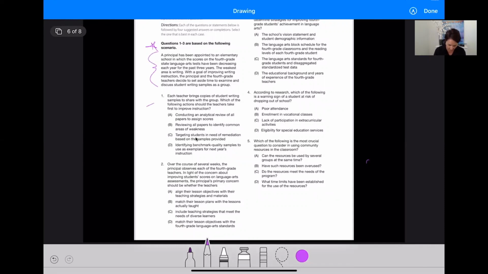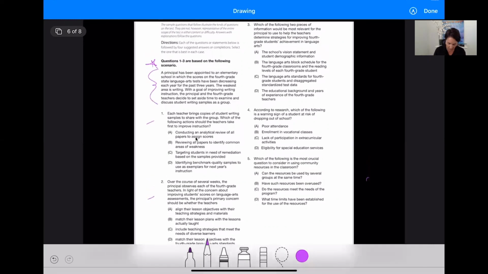And then numbers 1, 2, and 3 are based on that. So most people start right up here. A principal has been appointed, and they start reading all of this here. Okay. Now, that's not the way you do things on an exam. That is absolutely not the way you do things.